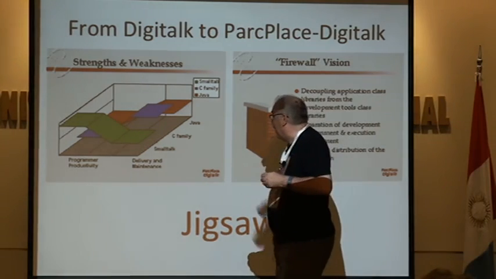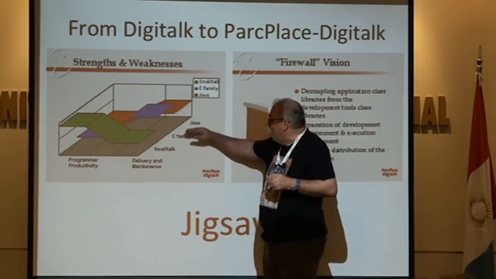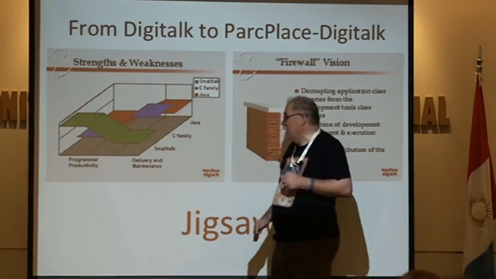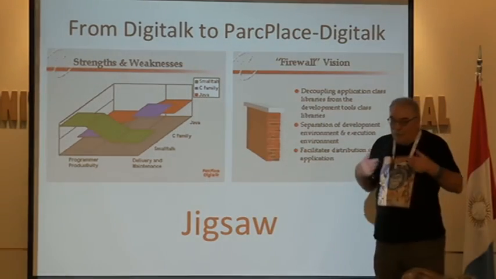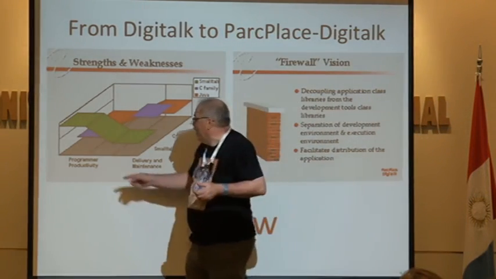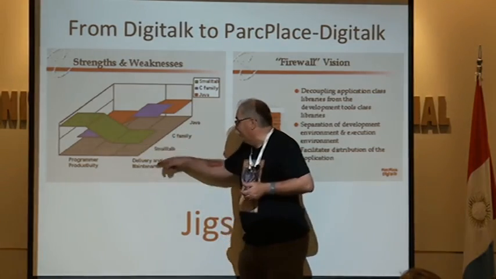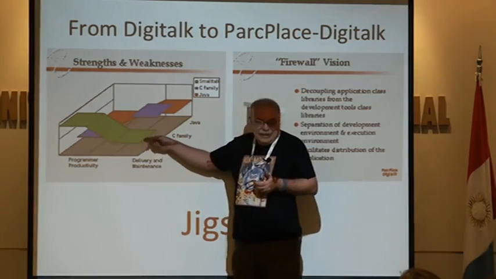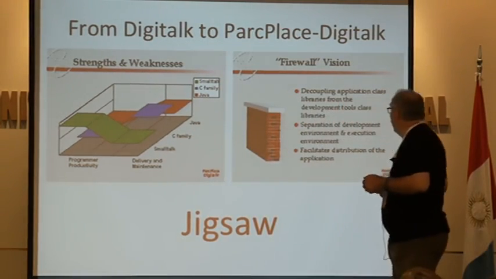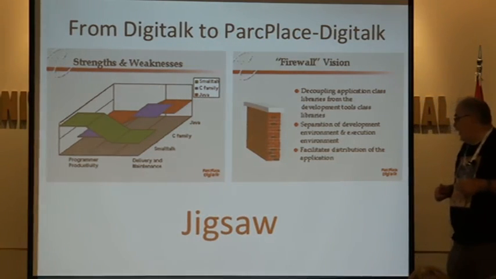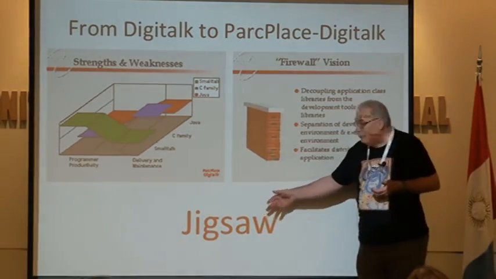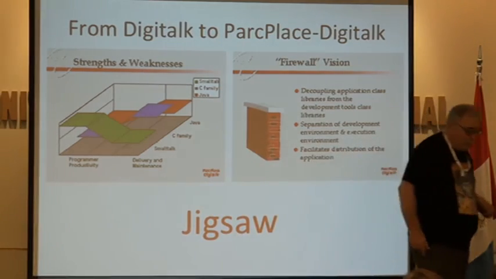But as this was happening, you see there's already concern about Java emerging, and there had been for a long time competition between Smalltalk and C++. And we were starting to get more and more feedback about the deployment pain from major customers. Smalltalk was great for programmer productivity, but in terms of delivery and maintenance, it didn't seem to work as well as the C family or Java, at least from the perspective of the customers. And so, again, one of the things we were hoping to do with Jigsaw was say, well, okay, now we want to bring this Firewall vision into Jigsaw to help address this problem.